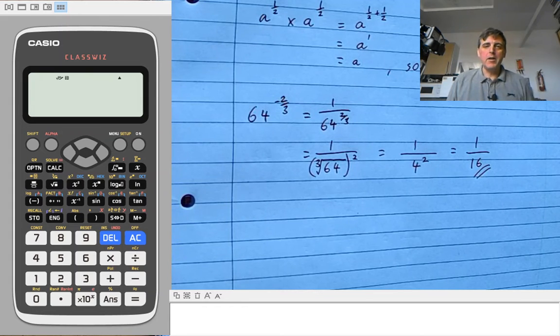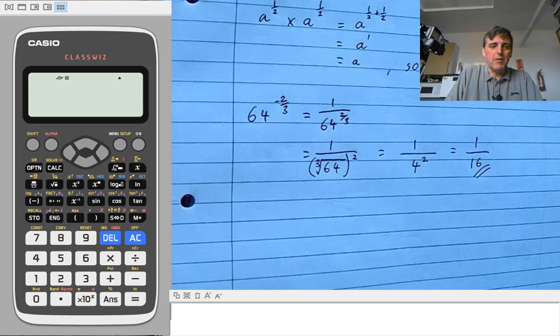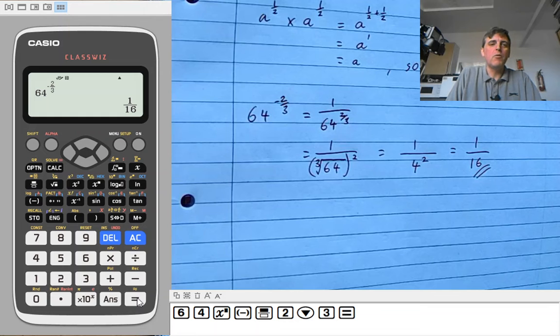Now, I know that I said that we weren't going to use a calculator to work out the 1 over 16 we've got over here, but we may as well just check on our calculator to see if it agrees, and make sure we can actually use our calculator functions to do this as well. So let's just go to our calculator and work out what the calculator says. So 64, here's the power button just here, and then we've got minus, hit the fraction button so we can have 2 over 3, hit equals, and look at that, 1 over 16, the calculator agrees with us.